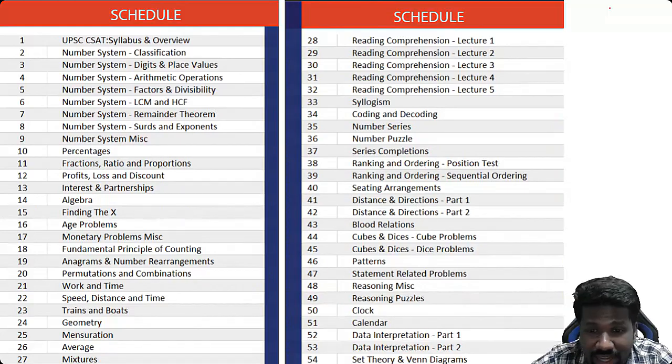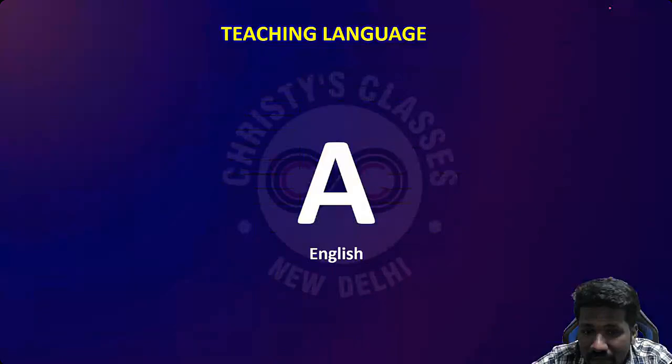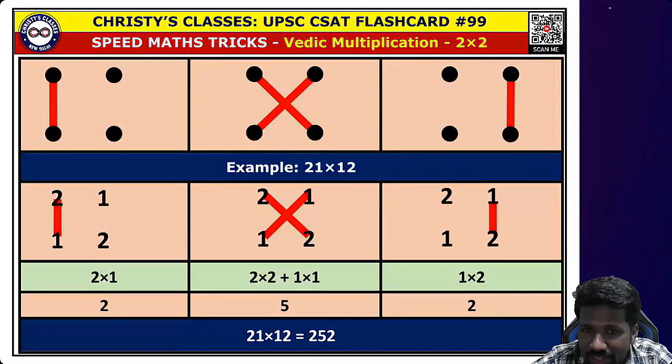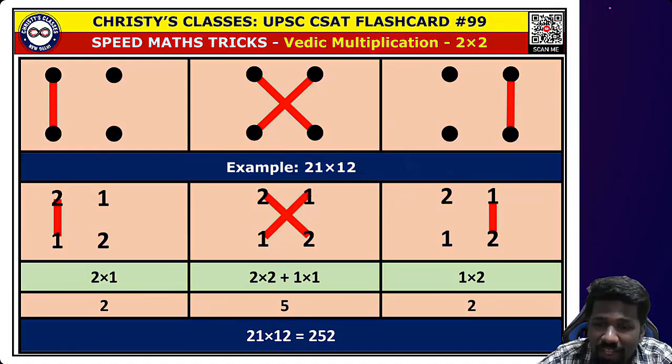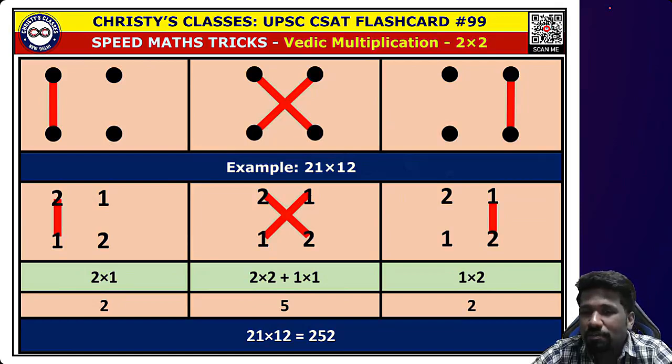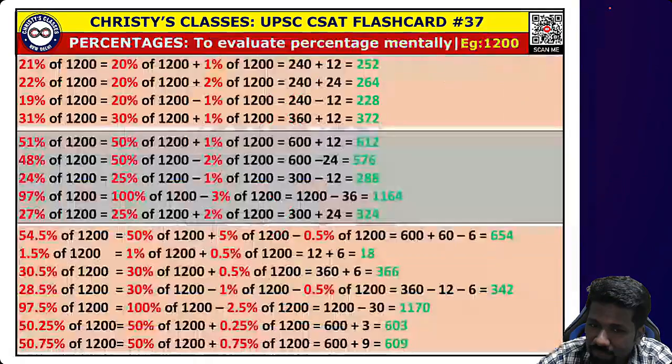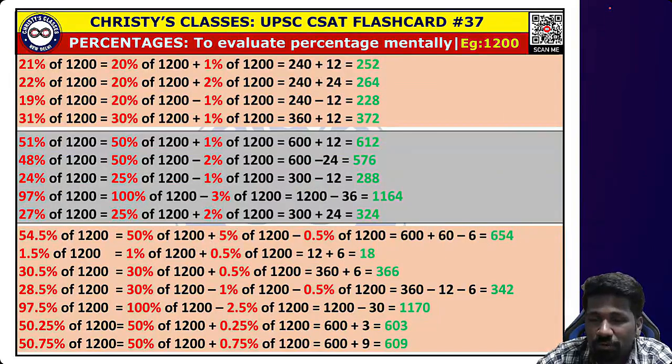Math means basic arithmetic. I will be starting with how to do multiplication faster. There's a speed math technique or Vedic math technique by which you can do multiplication super fast, or how to calculate percentages super fast. Many chapters need that. Profit loss, discount, data interpretation, percentages, fraction, proportion, all these chapters, this percentage calculation will help you immensely.